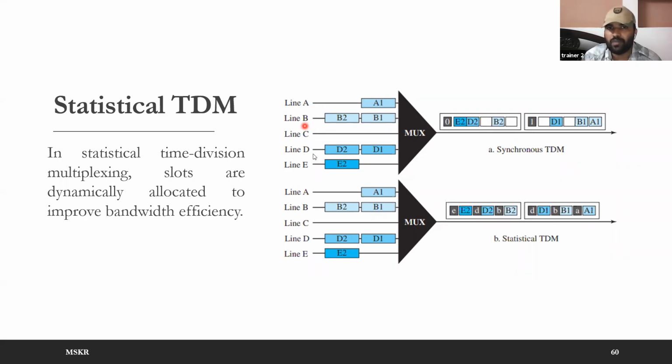So if all people are not regularly communicating with one another, then obviously using statistical TDM is a better option compared to synchronous TDM, where every frame carries only a smaller number of slots compared to users. Even though you have 5 users, you will be only using 3 slots.